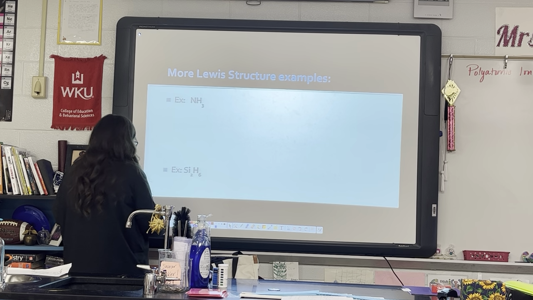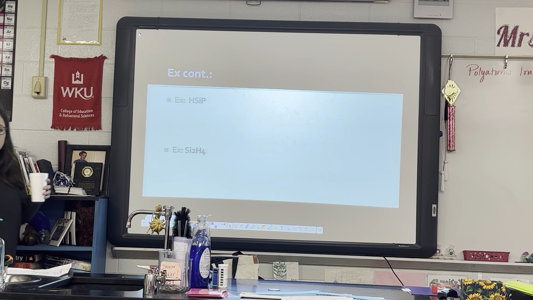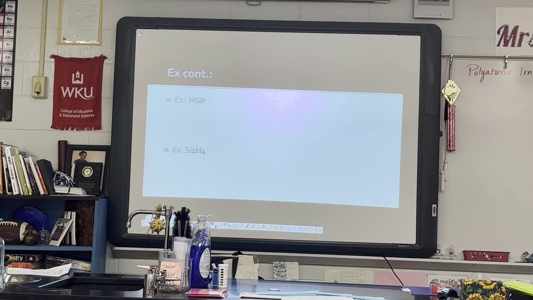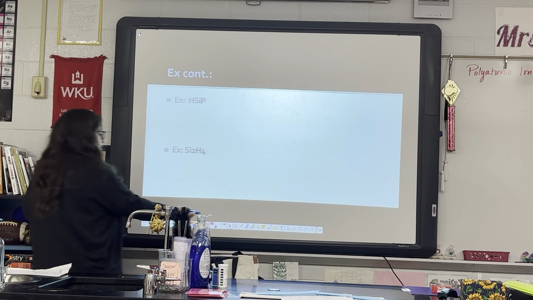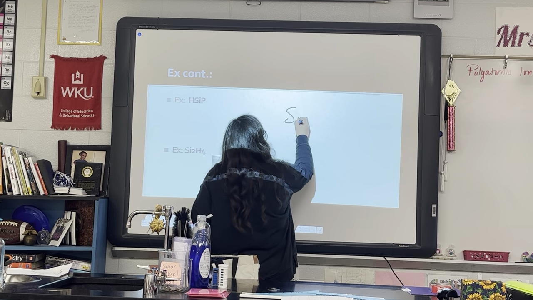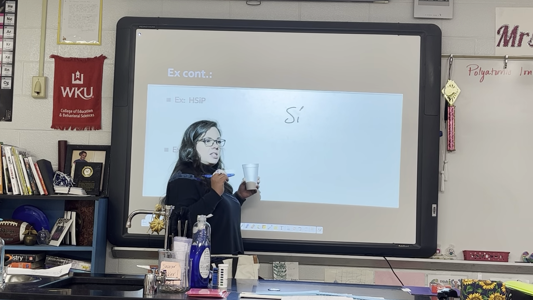All right, next one. HSiP. What do we know is definitely not going in the center? Hydrogen. But now I have one silicon and one phosphorus, so I can't use common sense. There's one of each. So we're going to use that rule of pick the one that's further from fluorine. Which one's further from fluorine? Silicon or phosphorus? Silicon. So we're going to put that one in the center. So silicon is going in the center. And silicon, we said, had how many valence electrons?